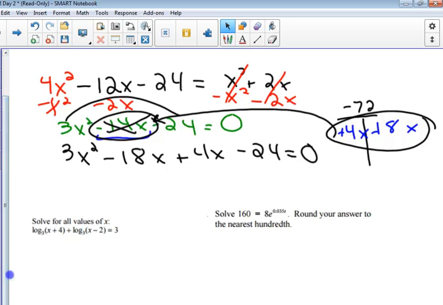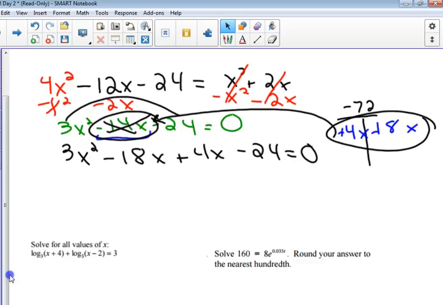Alright. So we have now 4 terms. Anybody know what the next step is? Yeah, good job. Split it down the middle. So we want to take the GCF out of each part. So the GCF here is going to be a 3a.